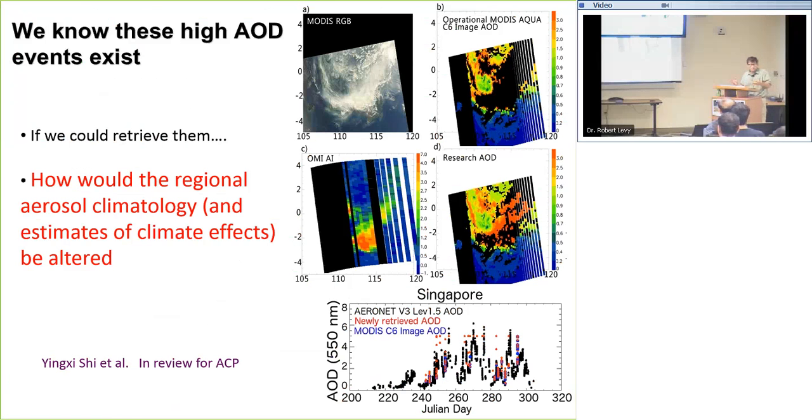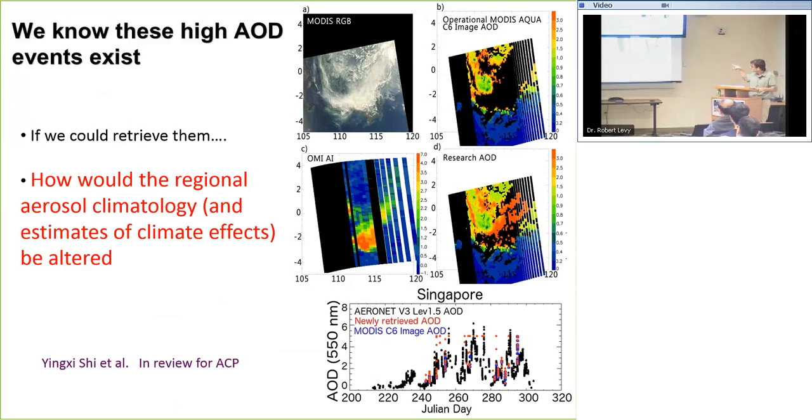So we know they're there. The question we had was, if we could retrieve it ourselves from the satellites, how would that eventually enter into making estimates of climatology and radiative forcing, and also if you had air quality models or anything else that needed this. Ying Chi, who's in our group, just submitted a paper, and I think she just had to make the corrections, so it'll be available in ACP.